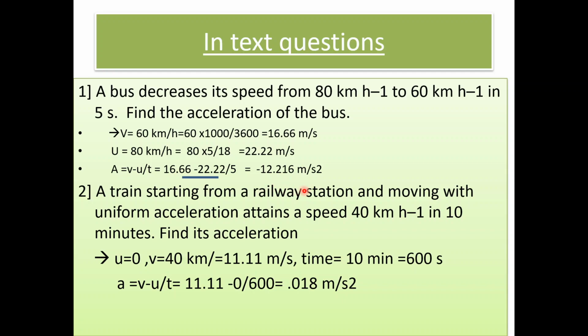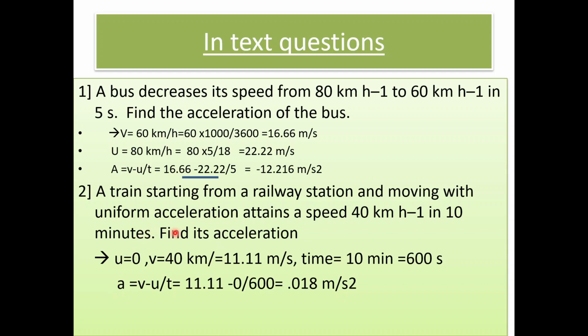Next question: a train starting from a railway station moving with uniform acceleration attains a speed of 40 km per hour in 10 minutes. Find its acceleration. Train starting from railway station means u is given: initial velocity is 0. It attains a speed of 40 km per hour, so v is 40 km per hour.